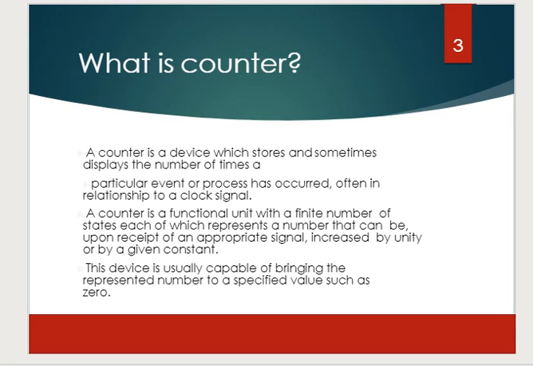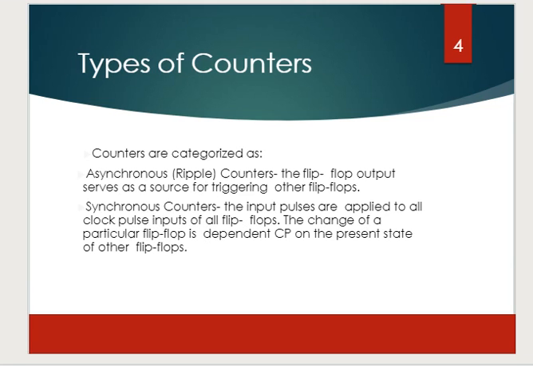First of all, what is a counter? I have listed the basic definitions here, so I'm just going to read that definition. A counter is a device which stores and sometimes displays the number of times a particular event or process has occurred, often in relationship to a clock signal. This was the basic definition of the counter. I have listed two other definitions also. I think we are done with the counters, and now let us discuss the types of counters.